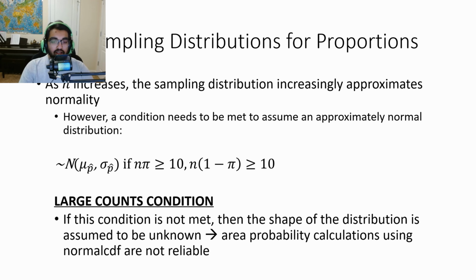So if this condition is not met, then the shape of the distribution is assumed to be unknown. That means you cannot use area probability calculations using something like a normal CDF.